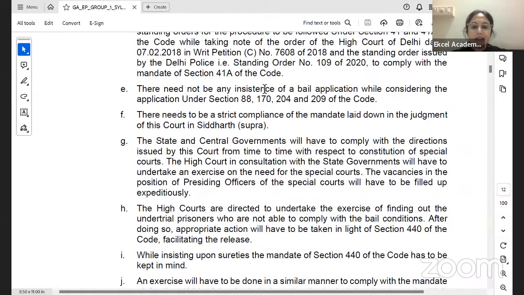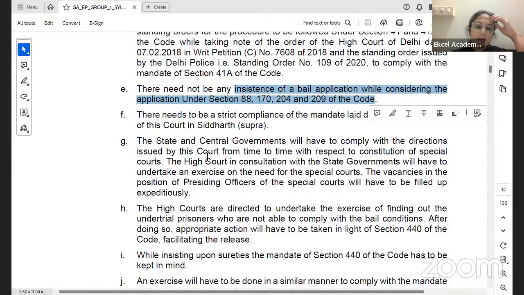Then there need not be any insistence on a bail application while considering an application under Sections 88, 170, 204 and 209 of the Code. Section 209 is about committing a case to the Sessions Court, and Section 88 talks about a bond. So when you are considering an application under Section 88 or 170, there should not be any insistence on a bail application. Then there needs to be strict compliance with the mandate laid down in the judgment of the court in Siddharth, that is Supra, the case given above.